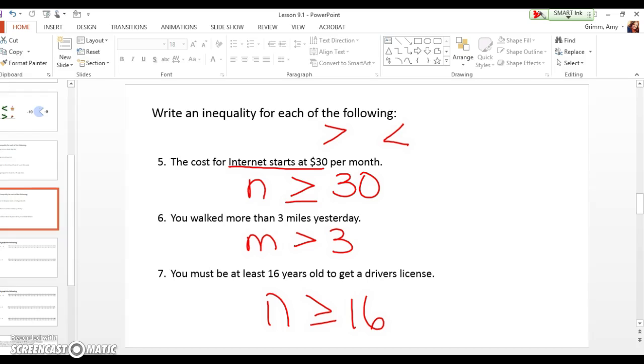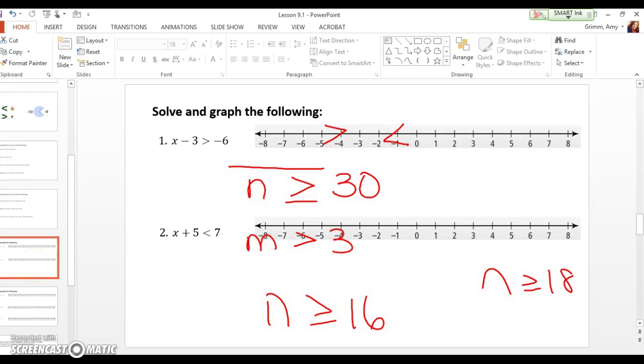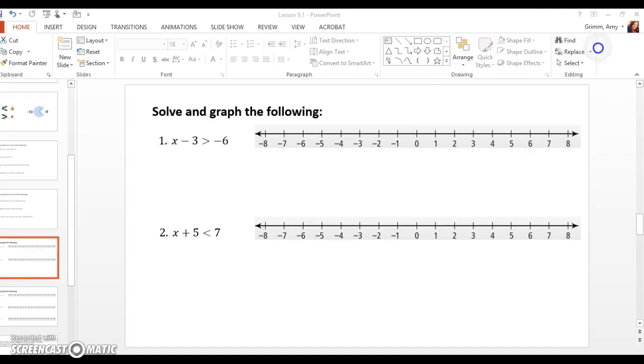What about voting? What would that mean? So that would be n greater than or equal to 18. Okay. Now, I think that's harder than this part. This part I think is pretty easy.